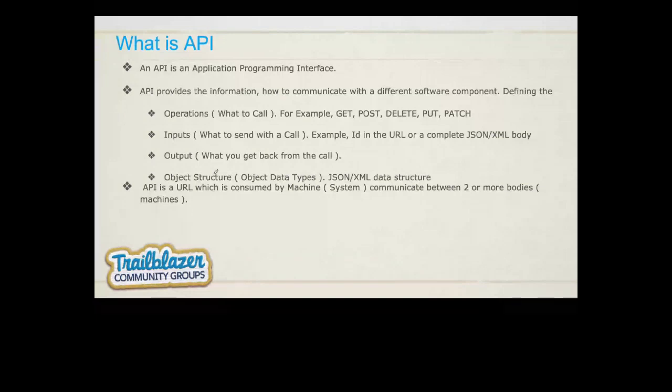With the help of an API, we can integrate, or establish a communication between two or more machines. Suppose I have a machine A and a machine B. I want to send data from machine A to machine B, or from machine B to machine A, vice versa. So how can we do this?